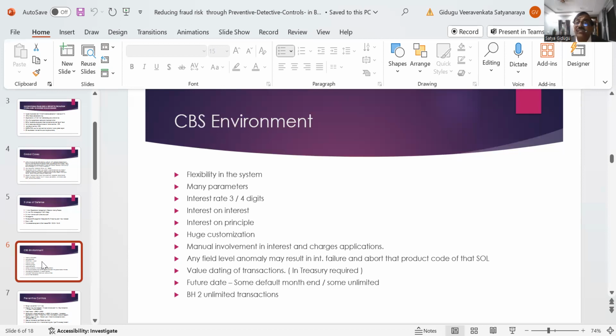sometimes the entire batch will fail. One product code system won't apply, but the data center will identify it and they will try to apply the interest rates and all. Value dating of transactions.